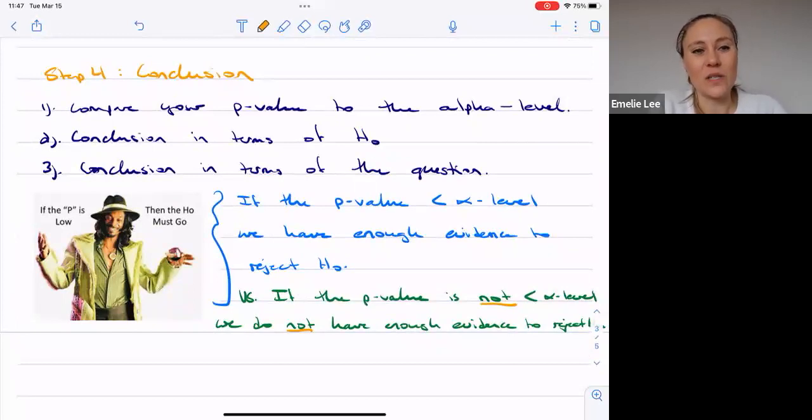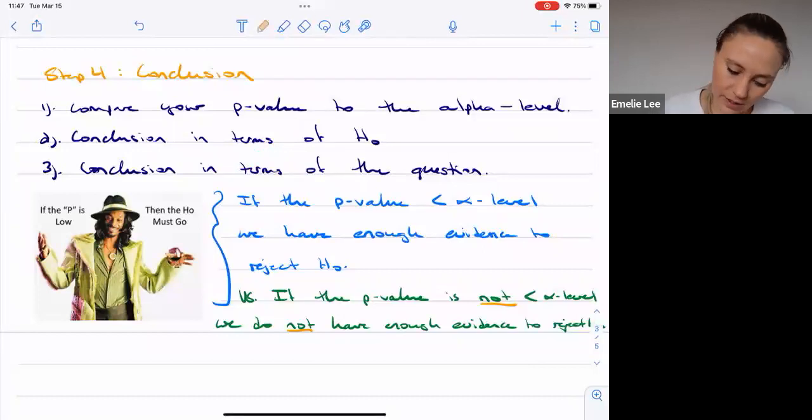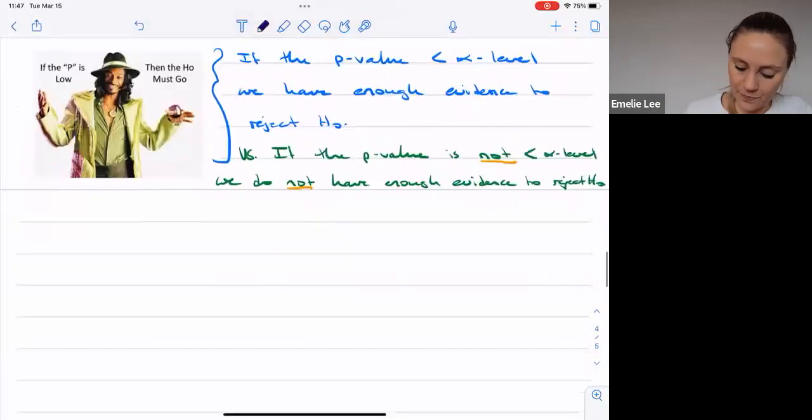Okay, so your conclusion is always going to have the same pattern, right? So even though I know it feels like a lot right now, we're going to always use the same conclusion. So once you have your p-value, then your conclusion always follows this pattern, right? If it's less than the alpha level, then you have enough evidence to reject H0. And then, of course, what does that mean in terms of your question?